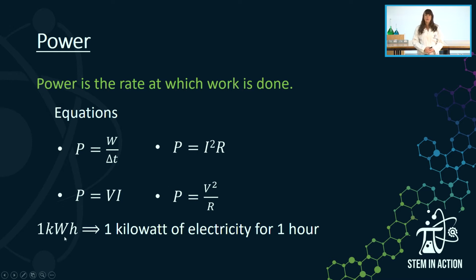Lastly, in grade 11, you also learned about the power in terms of kilowatts per hour. And so 1 kilowatt per hour is 1 kilowatt of electricity used for 1 hour. And they use that unit to calculate the cost of electricity in households.